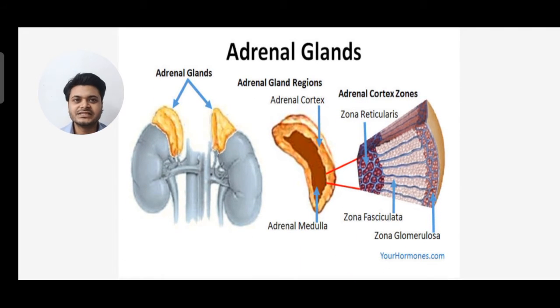Now we can see the next gland, that is the adrenal gland. You can see the location of the adrenal gland. There are two adrenal glands in our body, located above the kidneys. The adrenal gland is divided into the adrenal cortex and adrenal medulla, and the cross sections are given, you can see.